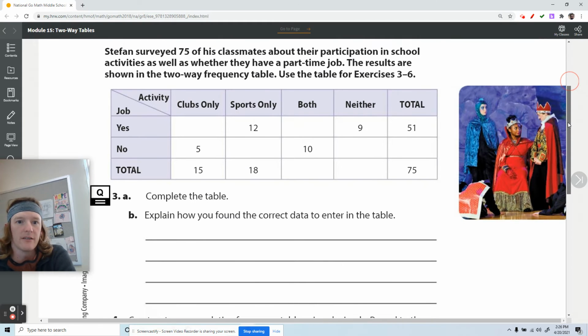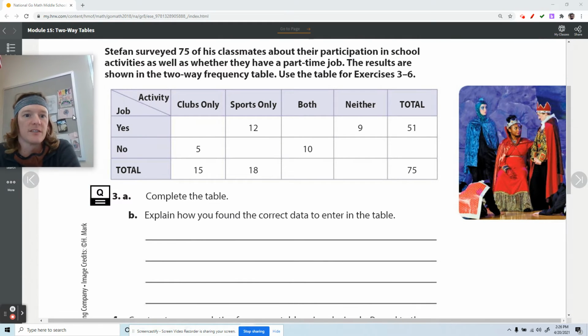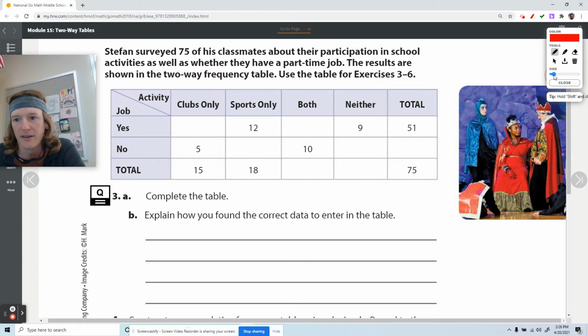So starting here, Stefan surveyed 75 of his classmates about their participation in school activities, as well as whether they have a part-time job. The results are shown in a two-way frequency table, and we need to complete this table for part A. So we have yes or no on if they have a job, and we have different activities. We have people who only do clubs, people who only do sports, people who do both of those, people who do neither, and then a total here. So we have a total of 75 people. We have 51 people have a job.